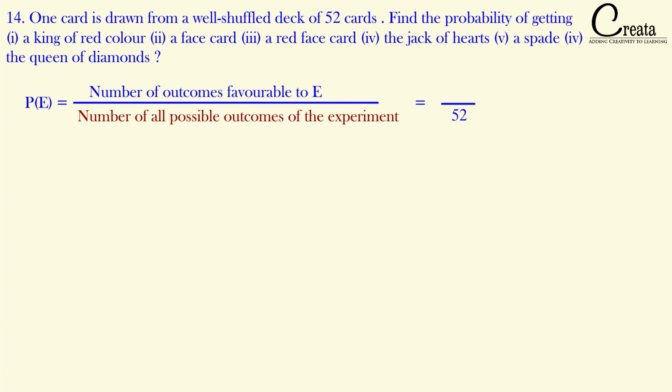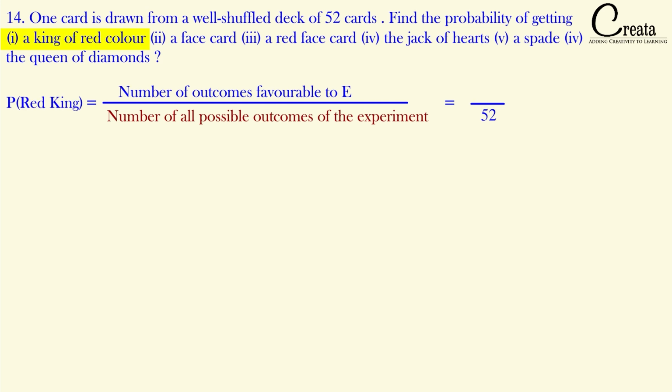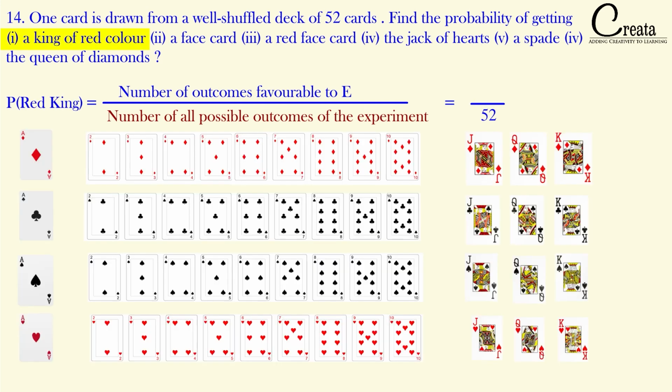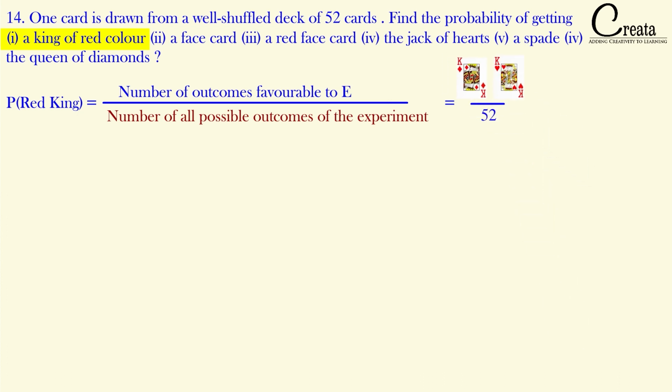Let's take our first case, a king of red color. If you observe the 52 cards, how many cards include a king of red color? These 2 kings are of red color. So in the numerator, the favorable condition will be the 2 king of red colors. So these 2 cards will come in the numerator because these are the favorable condition. So we got our answer as 2 by 52, that is 1 by 26.